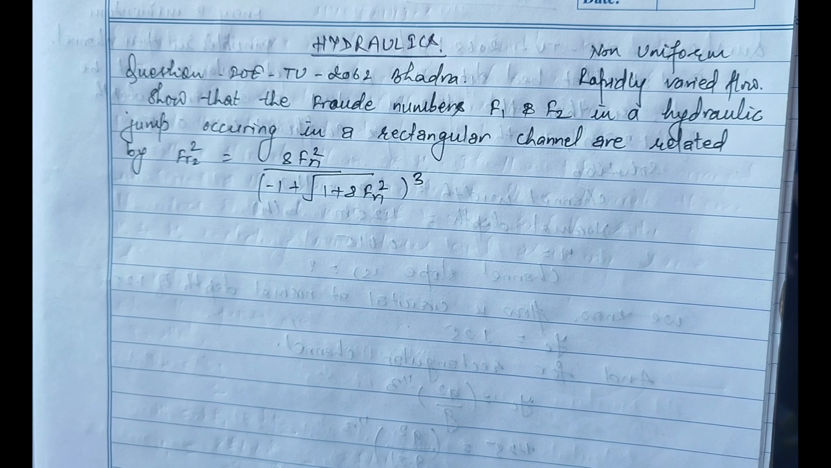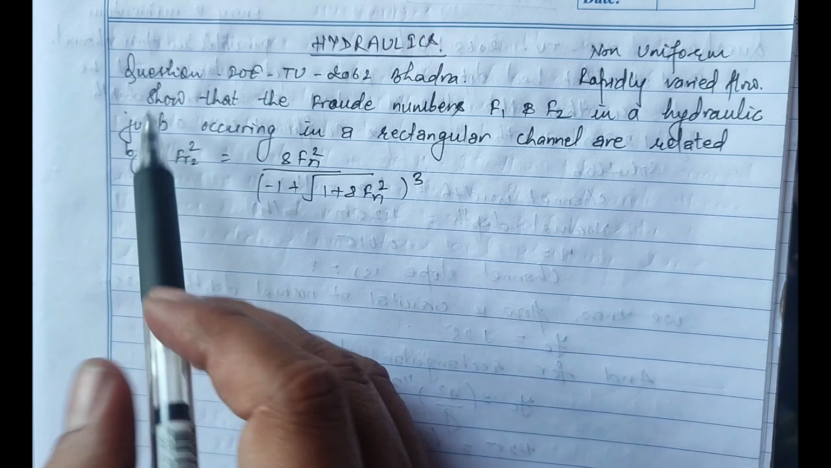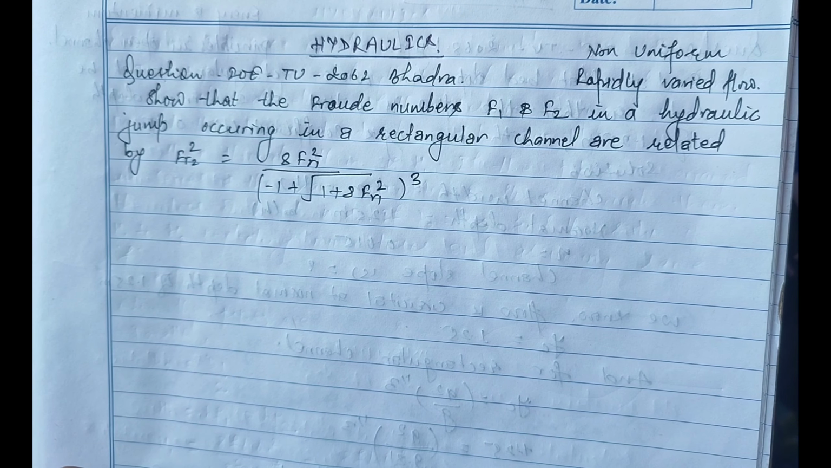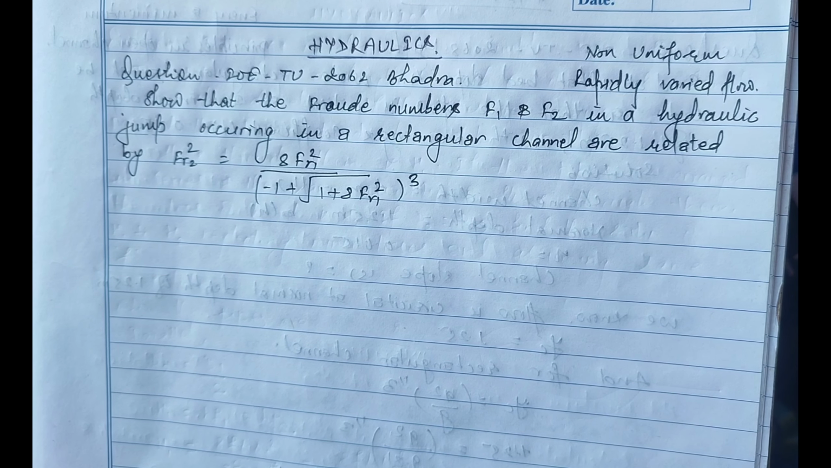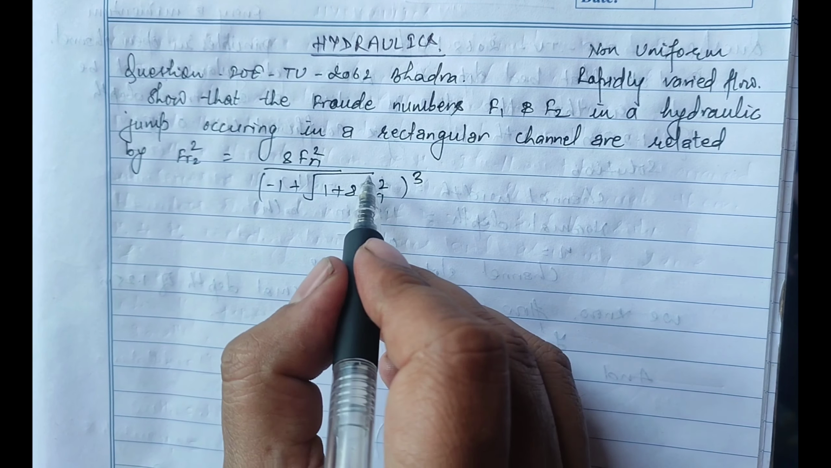In this video we are talking about the non-uniform rapidly varied flow, and we are going to solve one numerical question. The given question is: show that the Froude numbers Fr1 and Fr2 in a hydraulic jump occurring in a rectangular channel are related by Fr2² = 8Fr1² / [(-1 + √(1 + 8Fr1²))³]. So let's start the question.